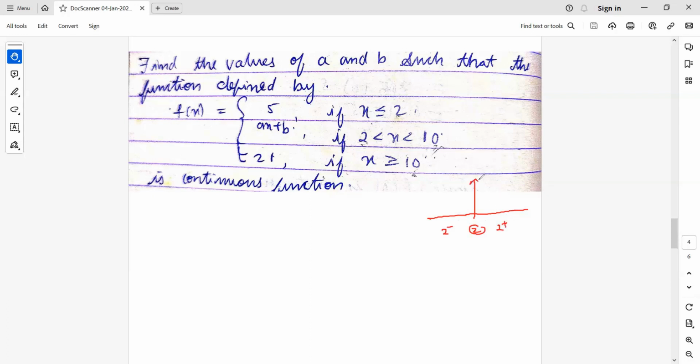When x is equal to 2, you can see the value of the function is equal to 5. When it is greater than 2, it is equal to ax plus b, and when it is less than 2, the value of the function is also equal to 5. So this is at the point 2.